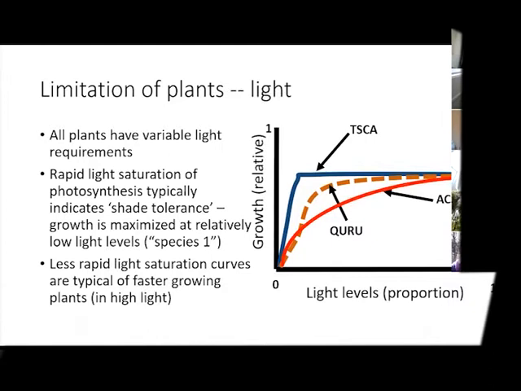Why wouldn't species always be shade tolerant? What's wrong with that? What's wrong with this graph? Some species might not be in shade. Like, what if it's in an open field and it's got as much light as it wants? Good.